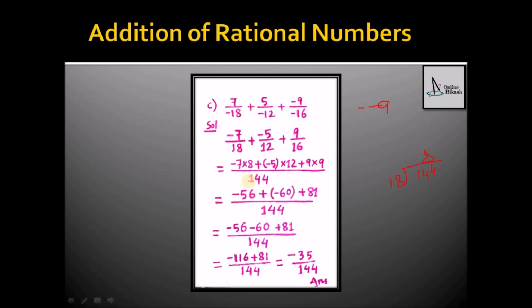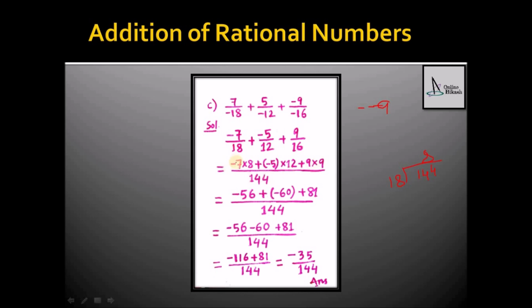So that 8 is multiplied with this minus 7. In the same way, if you divide 144 by 12, you will get 12. So minus 5 into 12. And with 16, if you divide 144, then you will get 9. So that 9 you multiply with this numerator, that is 9 into 9.